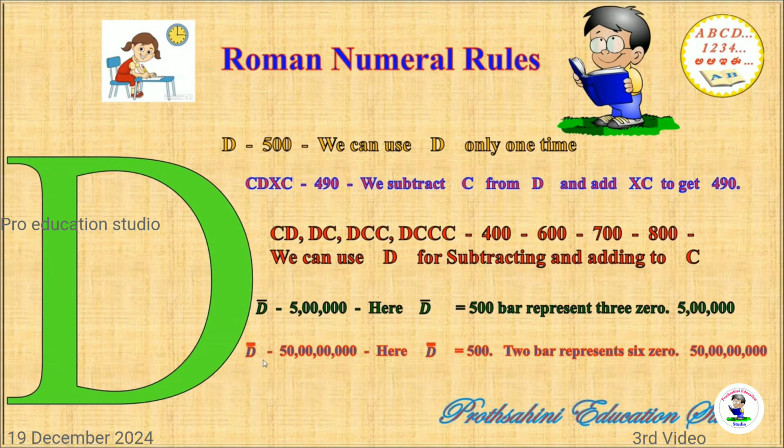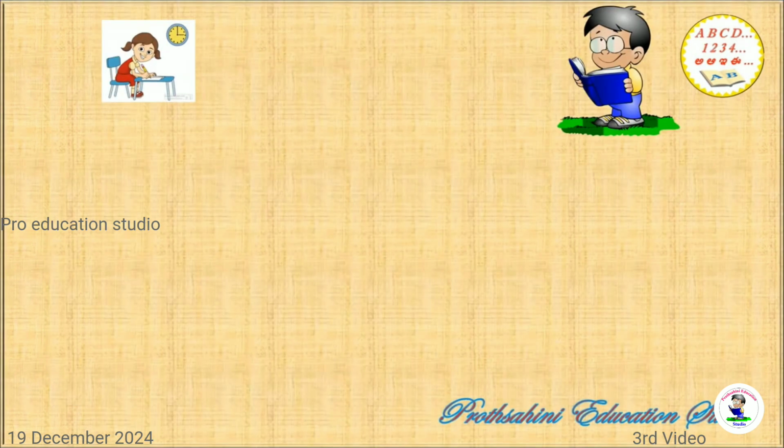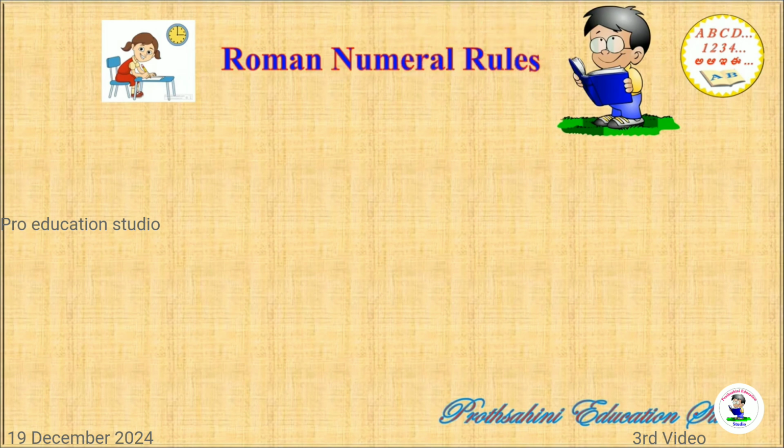Now we will go on to the next. It is D double bar. Do you know what is meant by D double bar also? It is 50 crores. Here D double bar is equal to 500, the double bar represents 6 zeros, so we get 50 crores. Now we will go on to the next point. Can you say what is the topic name? It is Roman numeral rules.